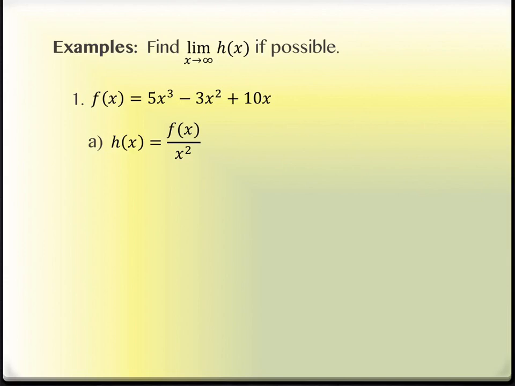We're given a function, 5x cubed minus 3x squared plus 10x. And we're told that we're going to take that function, in part A anyway, and divide it by x squared. So we're literally going to write that in just like that for starters: 5x cubed minus 3x squared plus 10x divided by x squared.